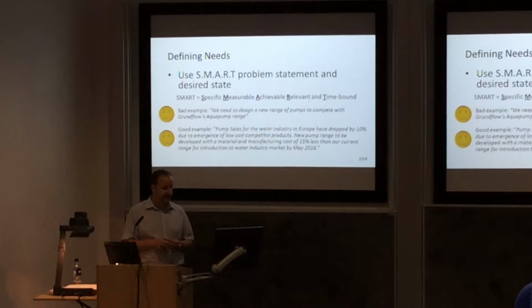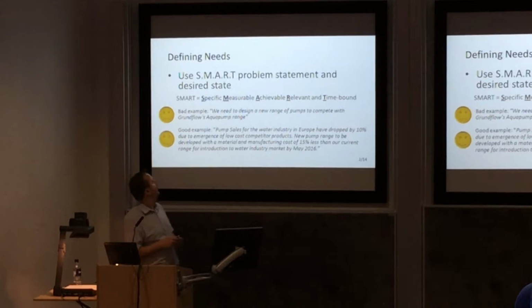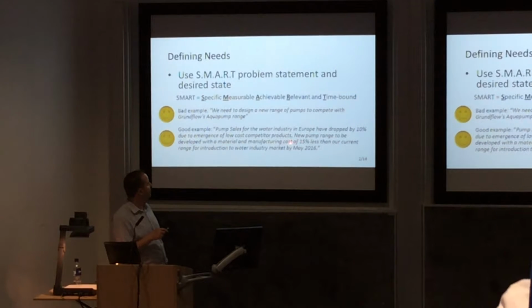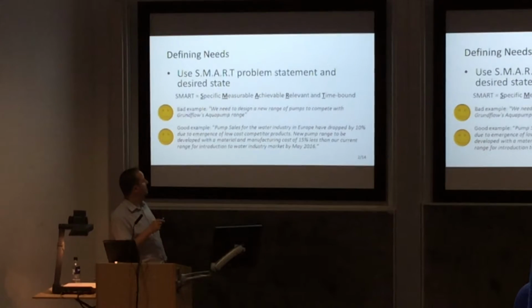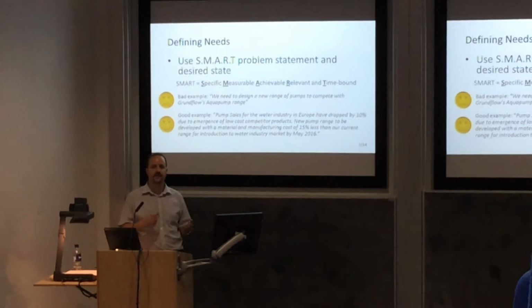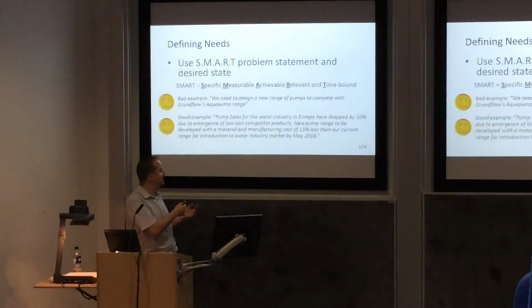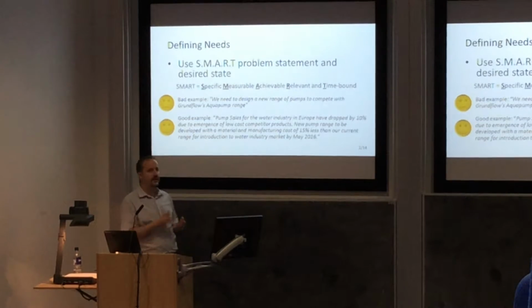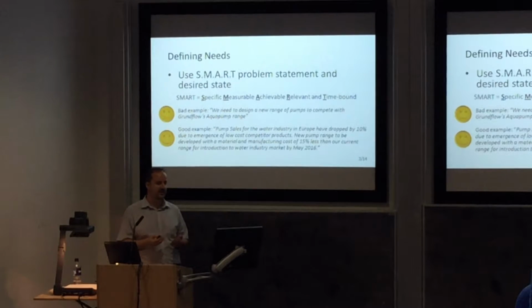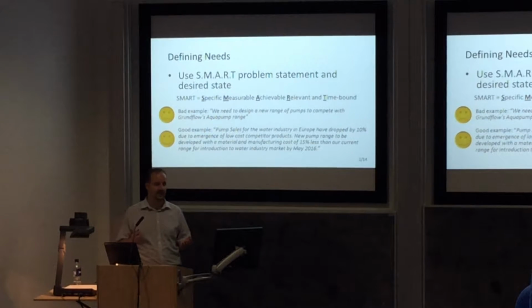The specific element is that you have lost 10% of the marketplace, and also you want to reduce the manufacturing cost by 15%. Measurable, again, the manufacturing cost of your new design has to be 15% less than the current design. Is it achievable? Basically, that's the judgment call from the organisation. Is this something we can set out to achieve? Because if it is not achievable, you're wasting time and effort.